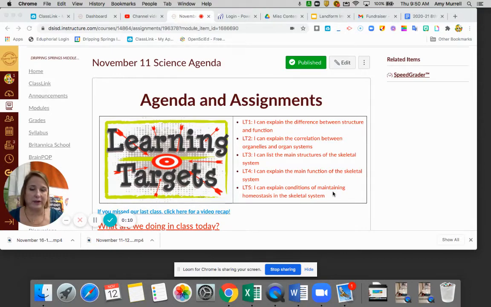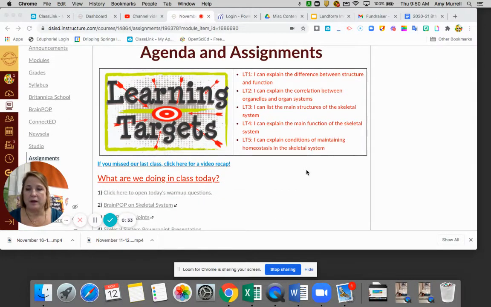We are continuing with our discussion of body systems and the structures and functions of them. So just to remind you, structure is how something's built. Function is what it does. And so far, we've talked about the circulatory system and the respiratory system. And then today in class, we talked about the skeletal system. So here is your recap if you were absent last week.